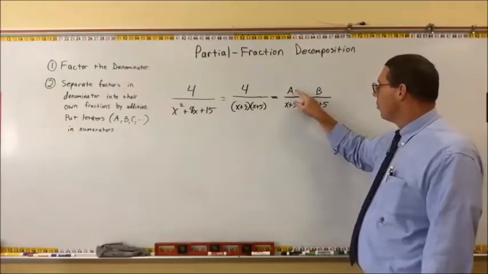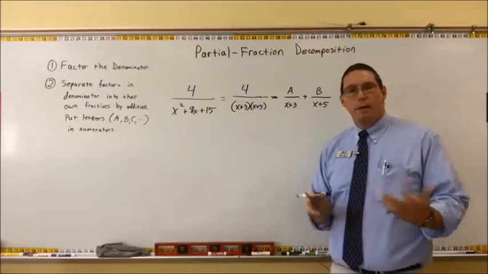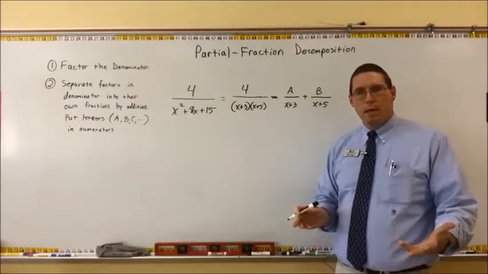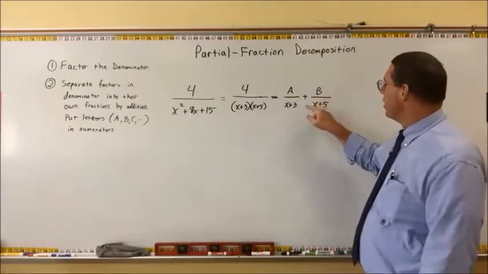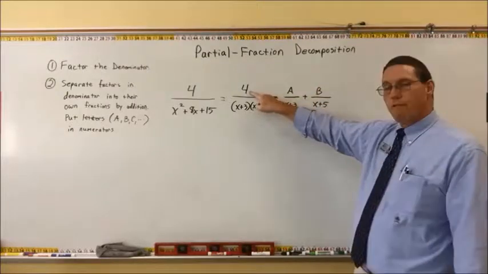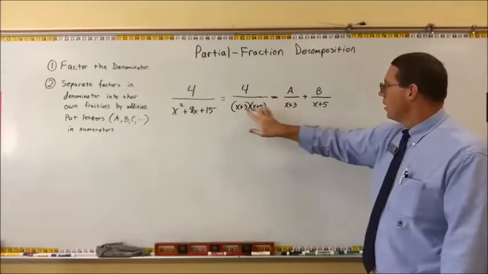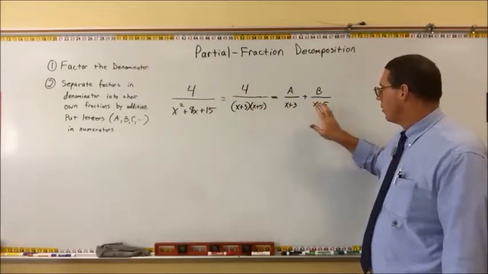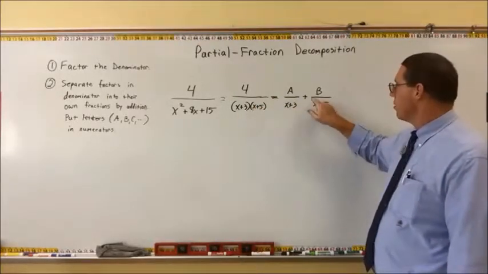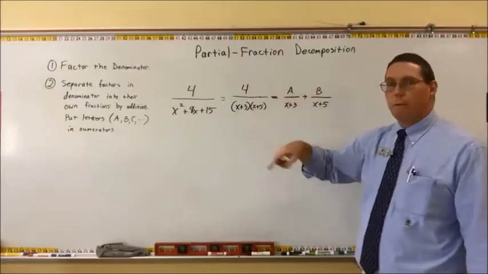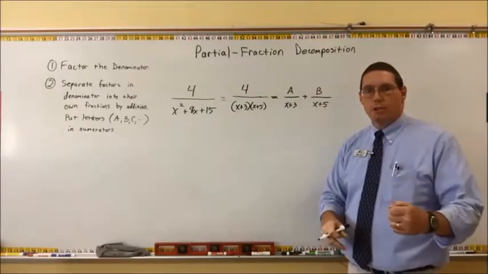We're now at a point where we need to solve for A and B. And in order to solve for A and B, we have to use this 4 over here. In order to use this 4, we need a common denominator, so that we can set A plus B equal to 4. But it's not going to be A plus B. You'll see in just a second.